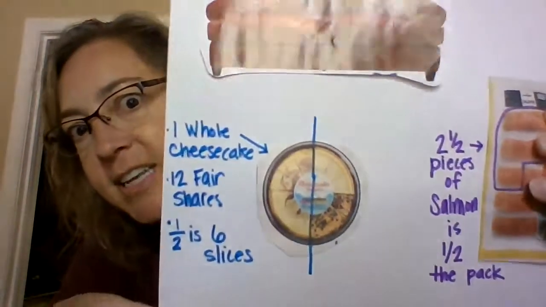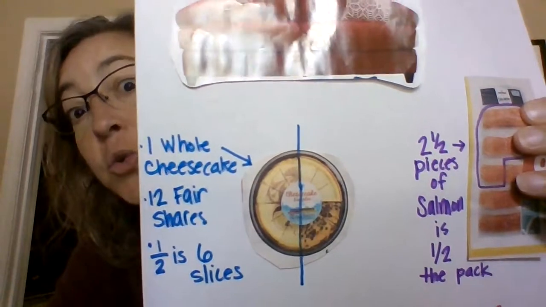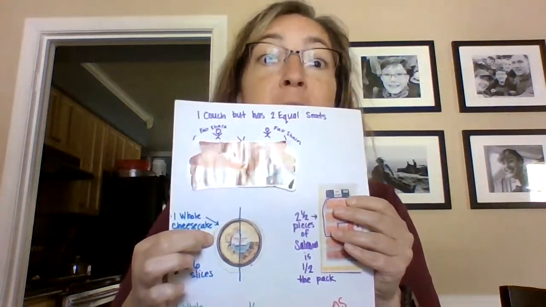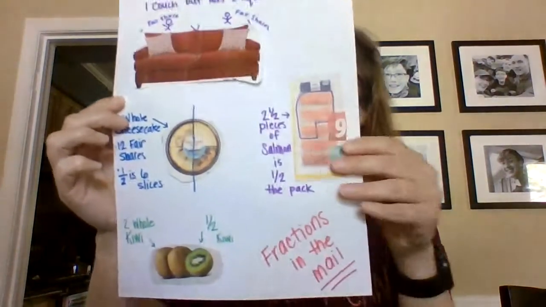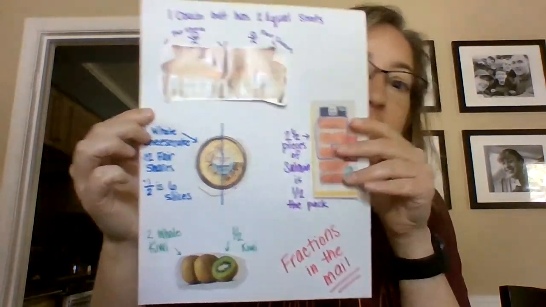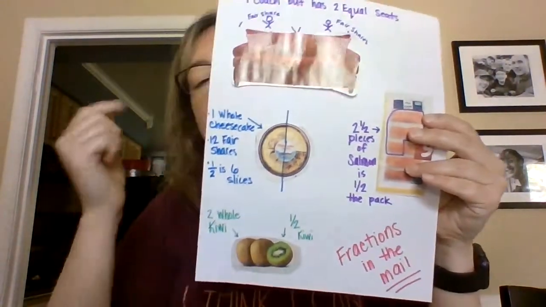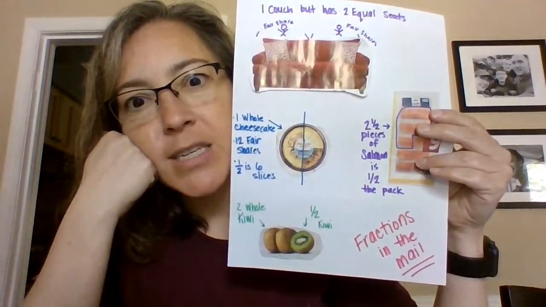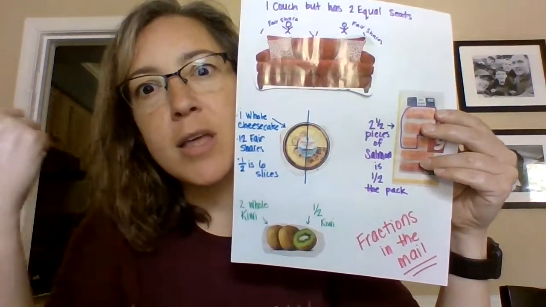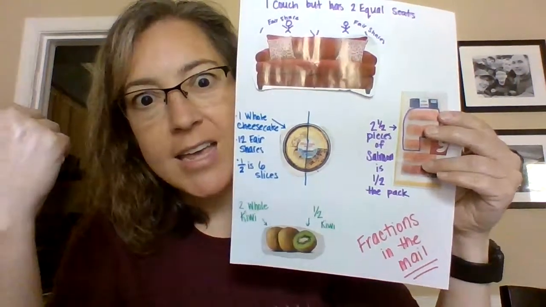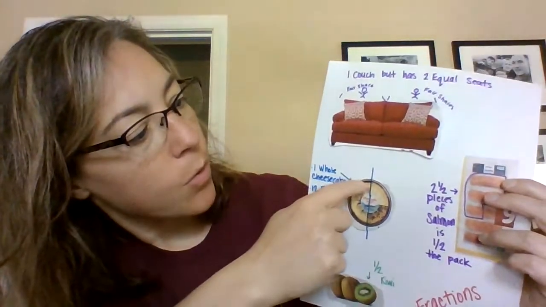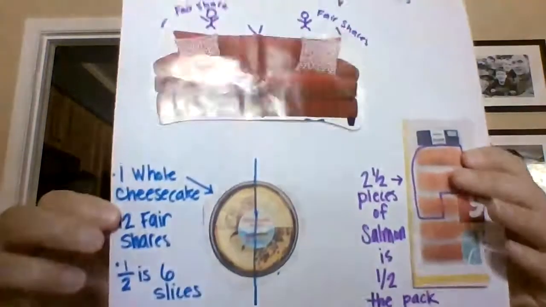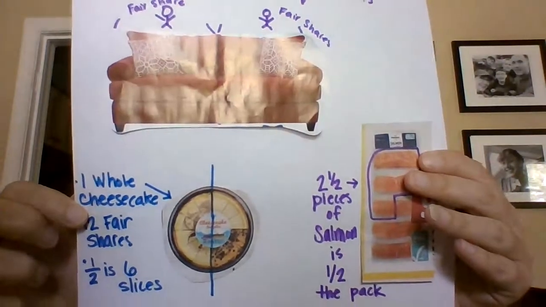Now, I don't know if you can see it, but it's divided into 12 equal pieces. So I could share this with 12 people if I wanted to. But if I wanted to just split it in half, if there's 12 pieces, I'm wondering how many pieces you'll get if you get half the cake. So let's see. 1, 2, 3, 4, 5, 6. So there's 6 pieces in half of a cheesecake.